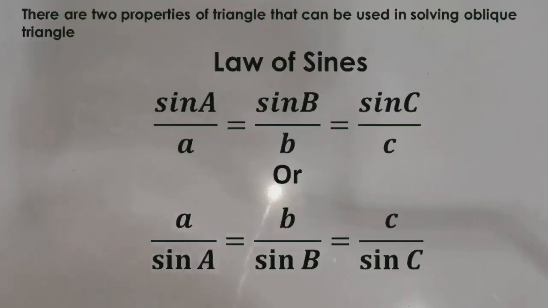Okay, in solving oblique triangles, we will use the two laws, the laws of sines and the laws of cosines. So, ito yung formula ng laws of sines. So, sine of angle A over side A is equal to sine of angle B over side B is equal to sine of angle C over side C. So, dapat kung ano yung angle na ginagamit natin sa numerator, yun yung side na nasa denominator, kung ano yung kanyang opposite side.